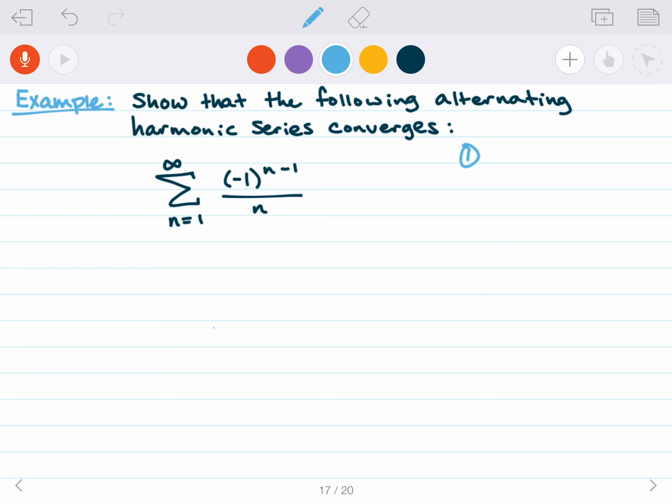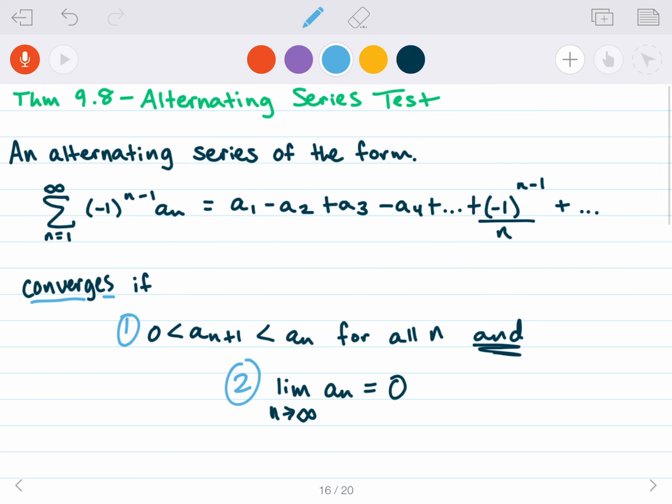So our first condition is that we have a sub n plus 1 between 0 and a sub n. And the second condition is that the limit as n goes to infinity of a sub n is going to equal 0. Okay, so what is a sub n and what is a sub n plus 1? Well, if you notice the form here, a sub n is just the series without the negative 1 to the n or the negative 1 to the n minus 1.